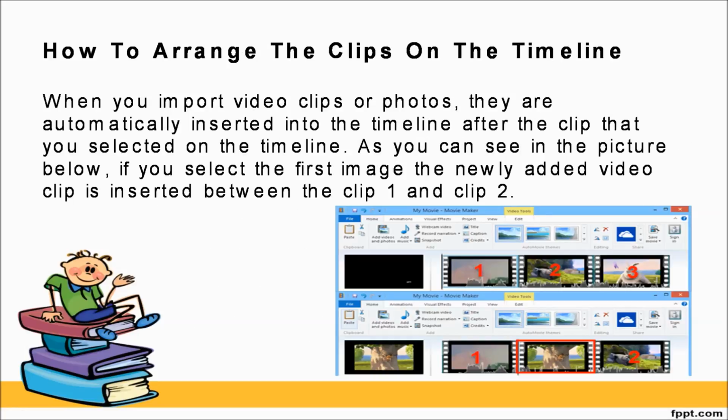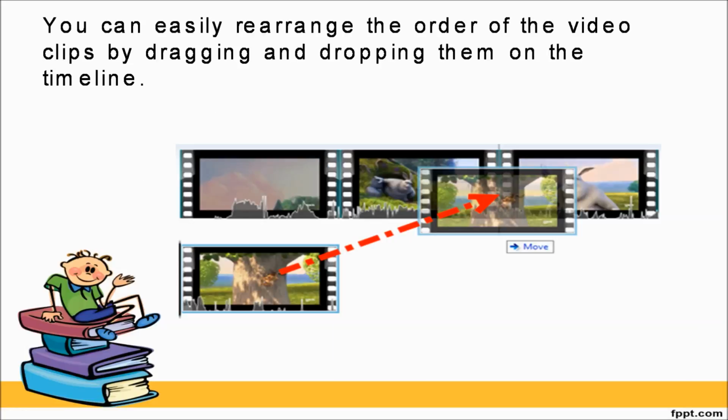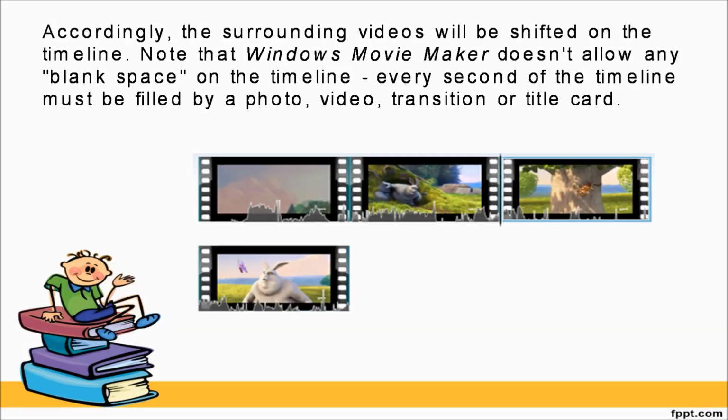How to arrange the clips on the timeline. When you import video clips or photos, they are automatically inserted into the timeline after the clip that you selected on the timeline. As you can see in the picture below, if you select the first image, the newly added video clip is inserted between clip 1 and clip 2. You can easily rearrange the order of the video clips by dragging and dropping them on the timeline. Accordingly, the surrounding videos will be shifted on the timeline.